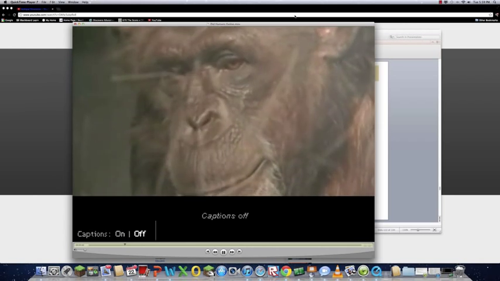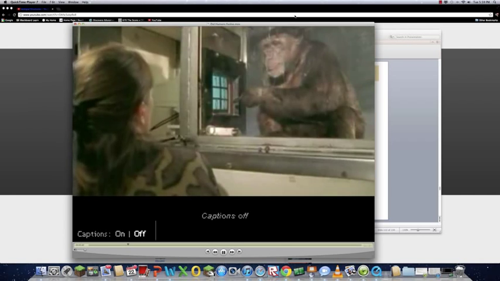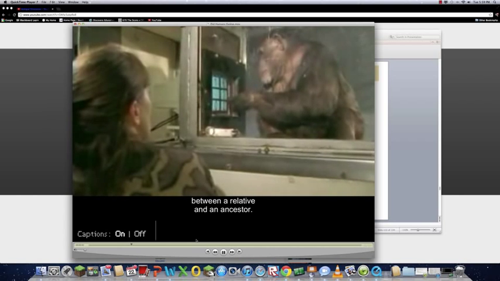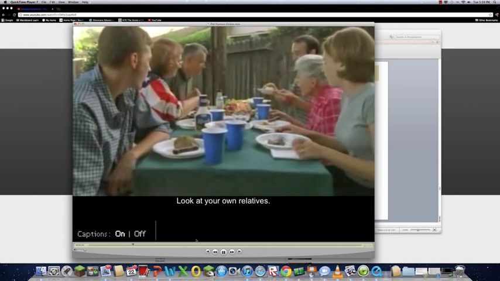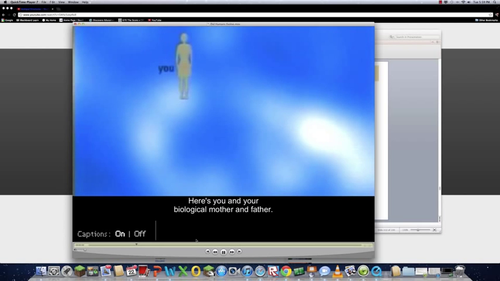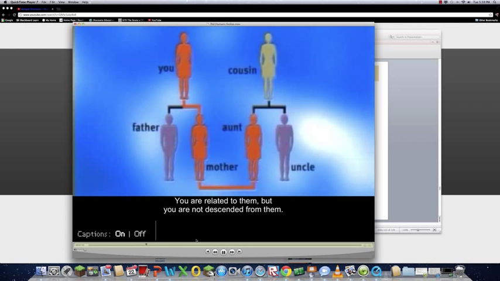Part of the problem in understanding our relationship to other living primates is to look at the difference between a relative and an ancestor. Look at your own relatives. Here's you and your biological mother and father. You are related to them and descended from them. Your mother's sister is your aunt, and her child your first cousin. You are related to them, but you are not descended from them.